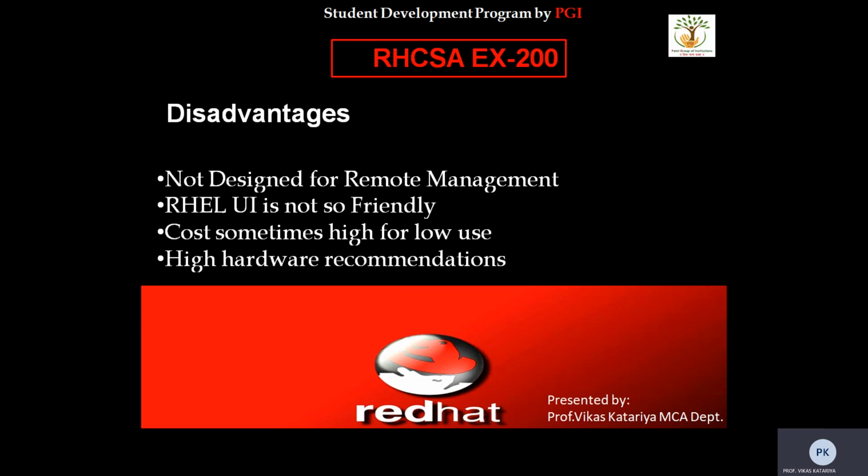Now every coin has a plus and a minus. Every coin has two sides, plus and minus. So the Linux machine also has disadvantages. First, it is not designed for remote management. It is designed for network management, for handling by a network administrator. It is designed for a single local network, and the Red Hat operating system is very efficient there.